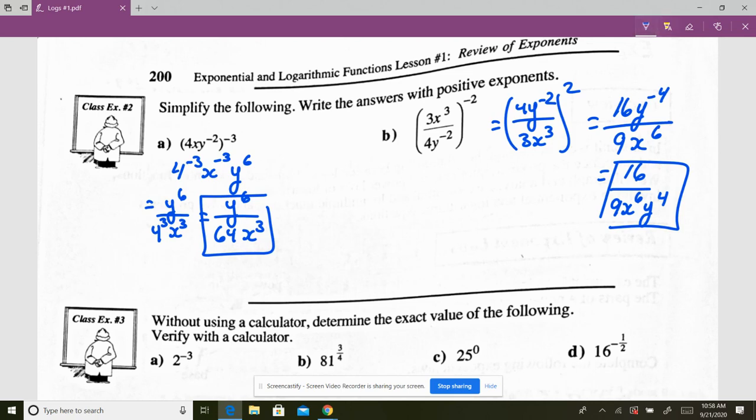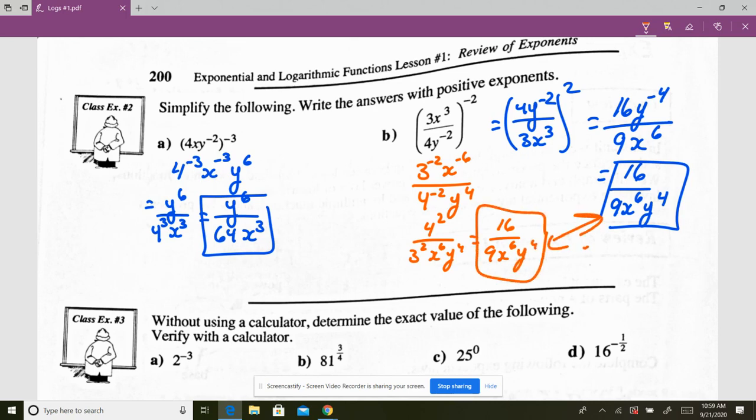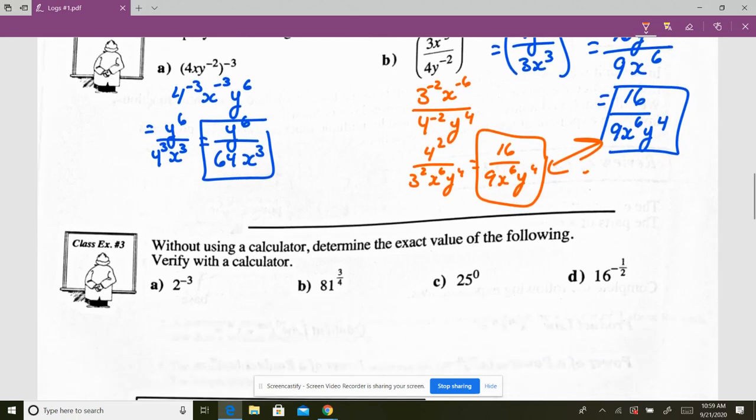You could have done this, just to show you. You could have put the -2 in. I don't have to write this down. And then, obviously, this 4 to the -2 flips up. These two top ones flip down, so you get 4 squared over 3 squared, x to the 6, y to the 4. 4 squared is 16, 3 squared is 9. So you get the same answer. It's whatever you prefer. I don't care. Totally up to you, how you do it.